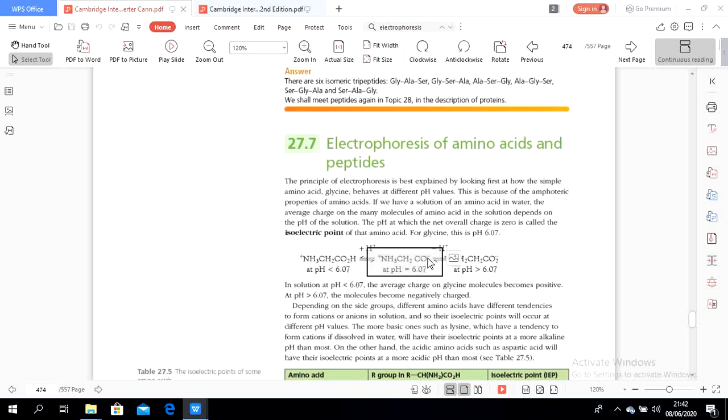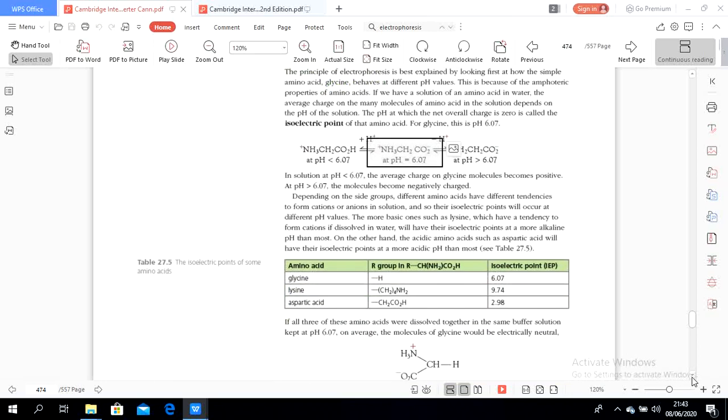Why is glycine chosen? Because glycine has an R group of only hydrogen, only H. That's why it is used to explain the concept of electrophoresis. Depending on the side groups, different amino acids have different tendencies to form cations or anions in solution, and so their isoelectric points will occur at different pH values.